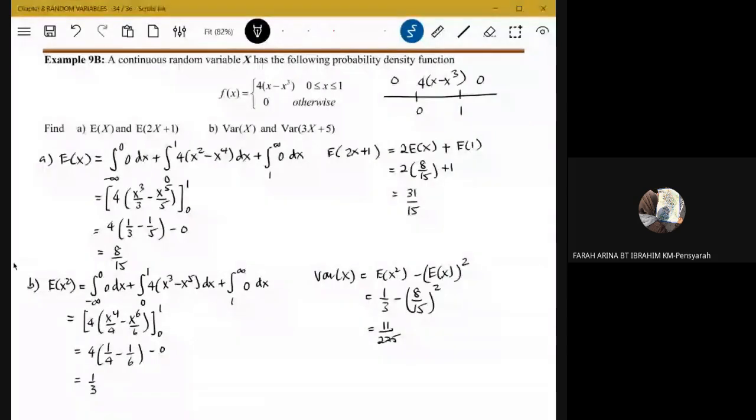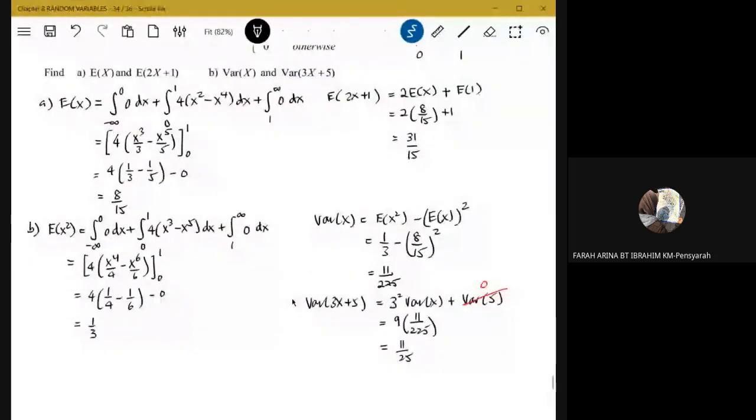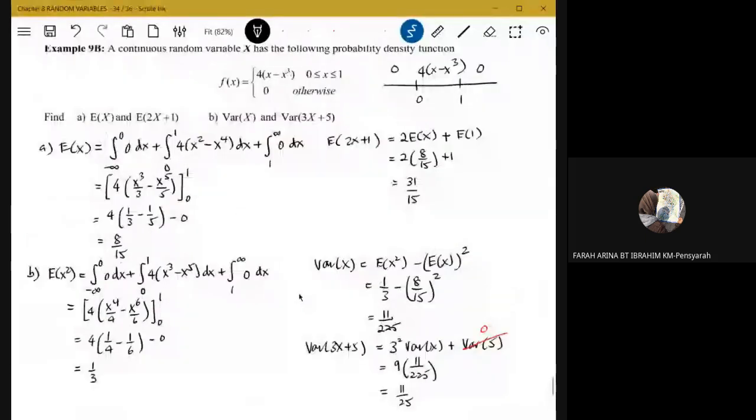Okay, so the next one kita nak cari variance 3X plus 5. So we take out the coefficient of the variance. We need to square it. So technically we have 9 times 11 over 225. Okay, so that one is example 9b.